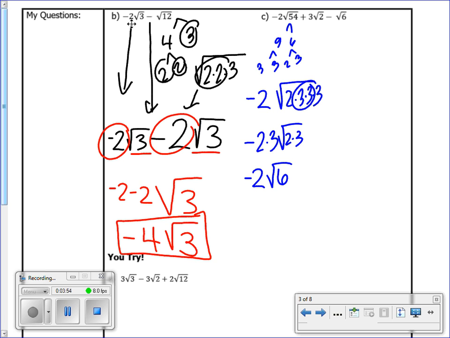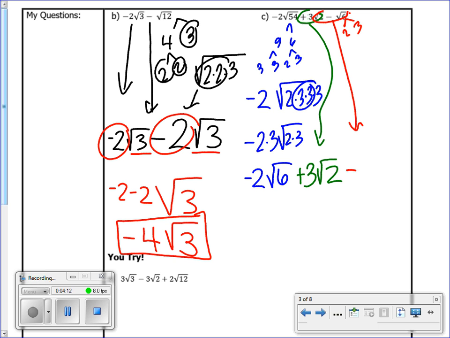Next, 3 square root 2. I can't break that down, so I'm just going to carry it down. Plus 3 square root 2. And if you look at 6, you're like, yeah, 6 breaks down to 2 and 3. But when we think about that, we have no twins. So this will actually stay minus the square root of 6, and you're just going to carry that down as well. Remember that this is minus 1 square root of 6. You need to put in the coefficient 1.